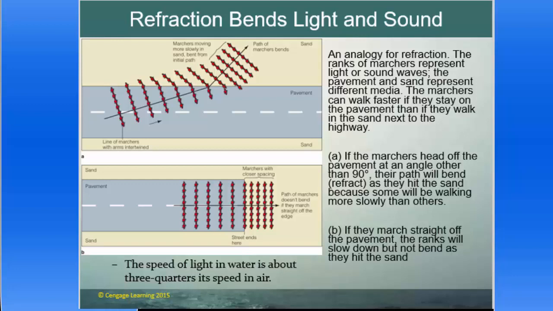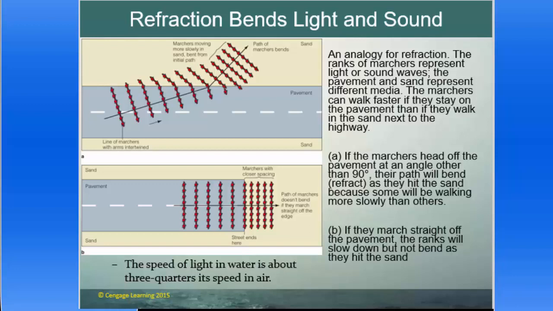So this is an analogy for refraction. We talk about density differences. If you have pavement and sand, and you have a marching band marching along, we're going to consider the pavement to be less dense and the sand to be denser. I mean, walking through sand is more difficult than walking across pavement. So the ranks of marchers represent the light or sound waves. The pavement and the sand represent different media. The marchers can walk faster if they stay on the pavement, and then if they walk through the sand next to the highway, the sand is denser.